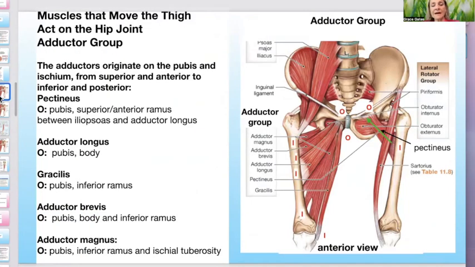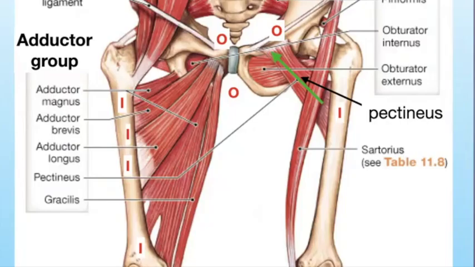The adductors originate on the pubis and ischium, and they cover a lot of ground. So going from the most superior and anterior to the most inferior and posterior, we have the pectineus, which originates on the pubis, the superior anterior ramus of the pubis. The pectineus lies between the iliopsoas and the adductor longus. The adductor longus originates on the pubis, the body. So we're going from the anterior superior ramus and we're traveling medially and we get to the pubis body.